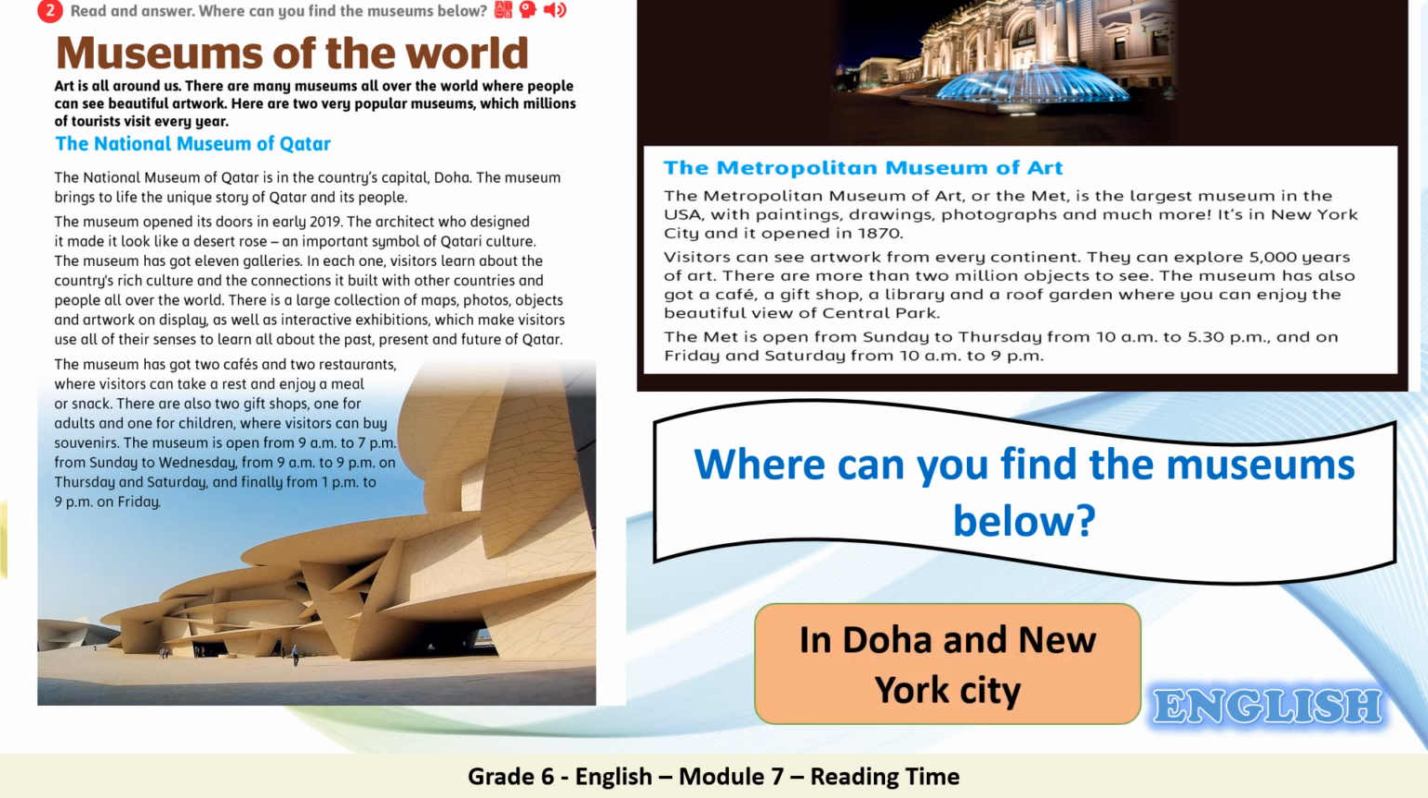Back again. Well done. It is in Doha and New York City, but where did we find this piece of information? The first museum, the National Museum of Qatar, here in this part, it talks about the place. It is in Doha, the capital of Qatar. The second one, the Metropolitan Museum, did you find the place? Well done. It is in New York. Thank you.